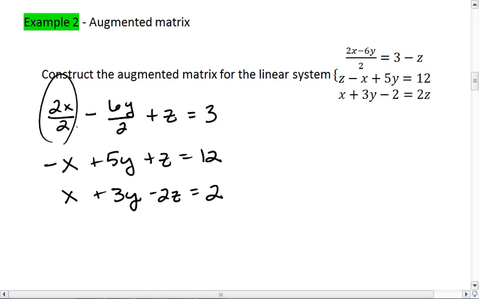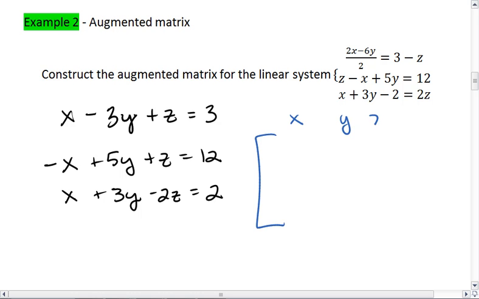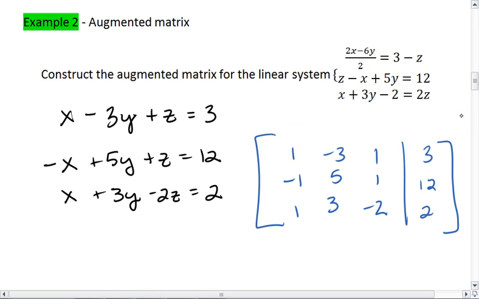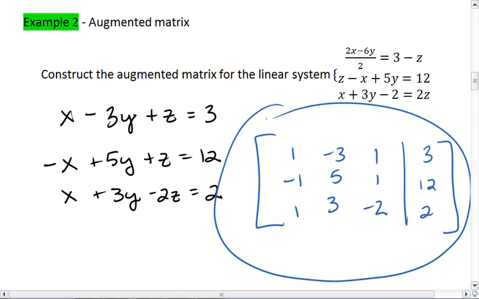Furthermore, we should see that 2x over 2 reduces to just x, and 6y over 2 reduces to 3y. Now I can construct my augmented matrix. I'm going to have it be x, y, z, and then constants. I get 1, negative 1, 1, negative 3, 5, 3, 1, 1, negative 2, 3, 12, 2. And that is my final answer.